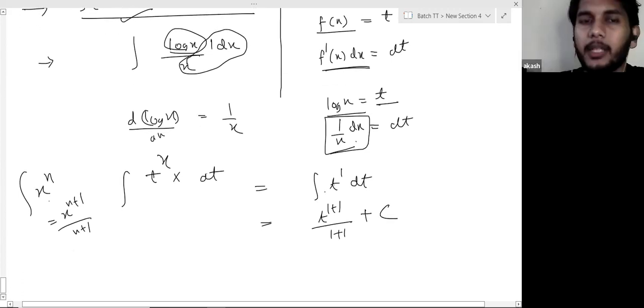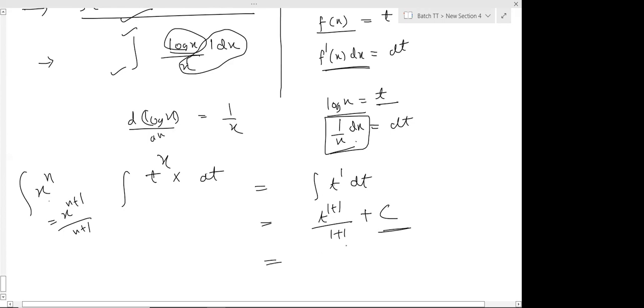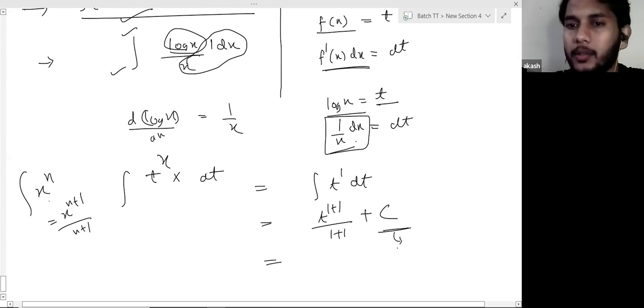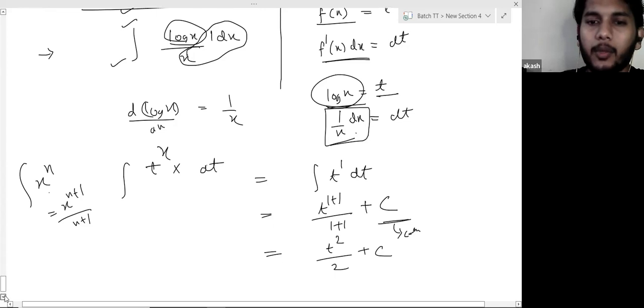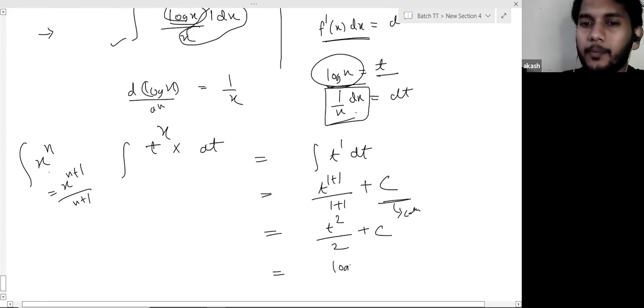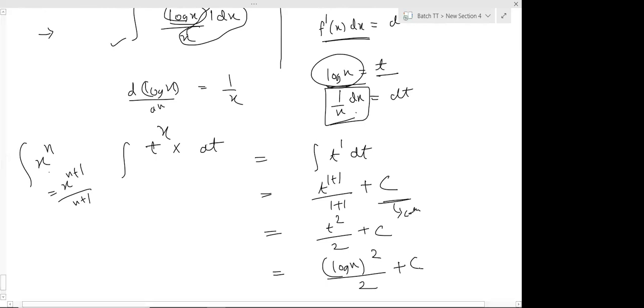Jiva, when you have integration without any limits, upper limit or lower limit, this is called indefinite integration. You always have to add plus c. It's a constant. This is called the constant of integration. So the answer is t square by 2 plus c. But we don't know what is t. So we have to replace the value again. t was equal to log x. So the answer is log x to the power 2 by 2 plus c. Is it clear? Yes, sir.